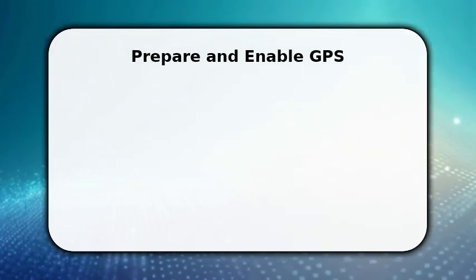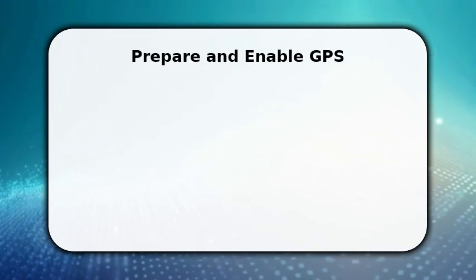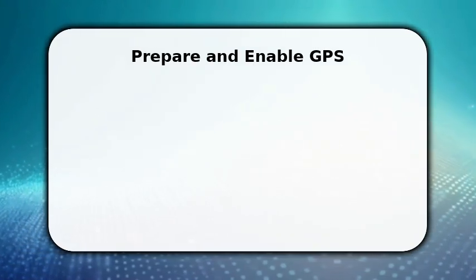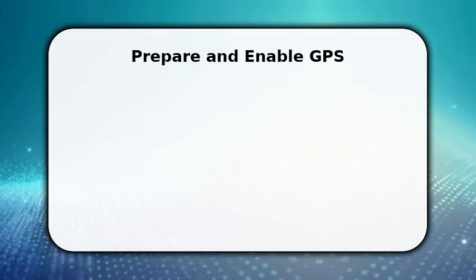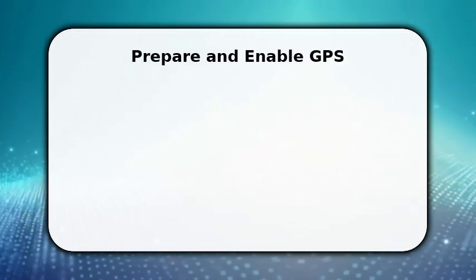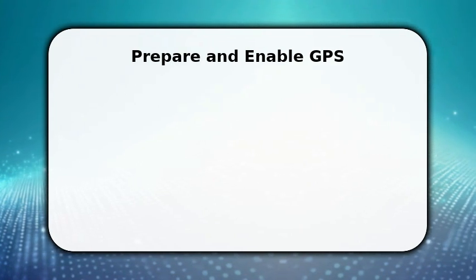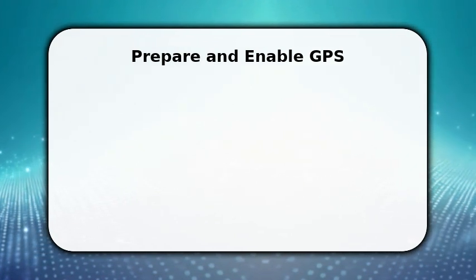You should also turn on Wi-Fi and mobile data. They assist faster and more accurate fixes. Make sure airplane mode is off. These first steps get the satellite fix and app access, so the rest of the process works reliably.